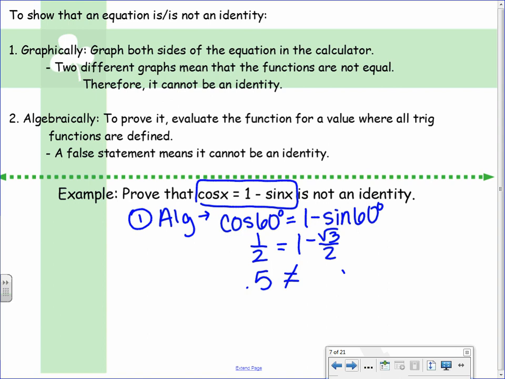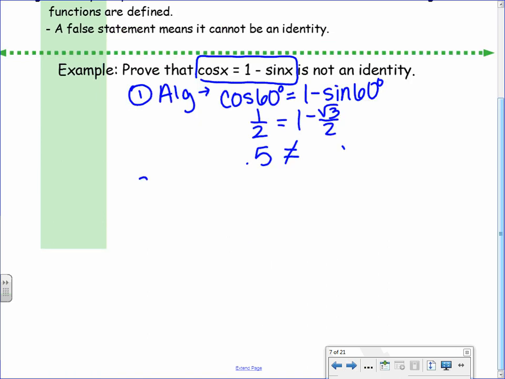Algebraically, just plug in a number. And if you pick a number that happens to be equal, like sometimes zeros and 90s, things with the 1s and 0s, you can get a false positive. Just pick a different number. The other way to do it is graphically. If you want to show graphically that something is not an identity, we're going to literally graph it and show that it's not the same graph.